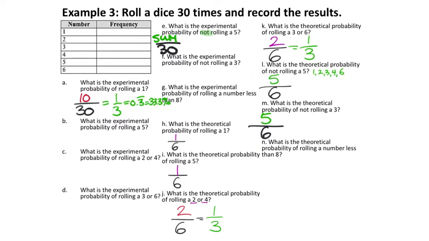What is the theoretical probability of rolling a number less than 8? Oh, numbers less than 8. Well, what numbers are less than 8? It's actually all the numbers on the dice, right? So theoretically, there's 6 possible outcomes, not 8. But how many of those outcomes are less than 8? All 6 of them were. So that's 6 out of 6. That's 100%.